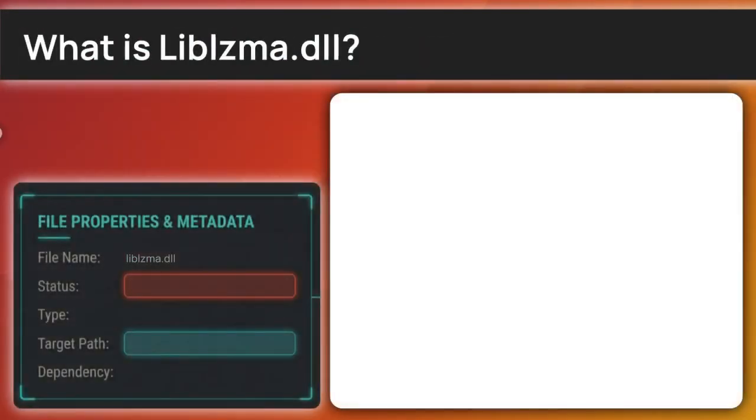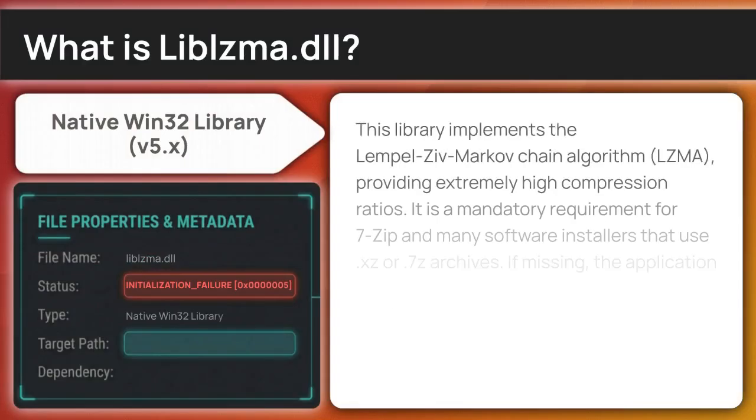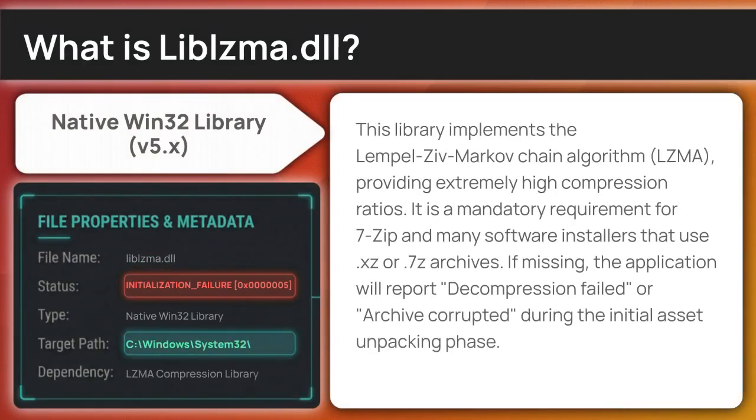This is the Liblzma Compression Library. This library implements the Lempel-Ziv-Markov chain algorithm, LZMA, providing extremely high compression ratios. It is a mandatory requirement for 7-zip and many software installers that use .exe or .7z storage archives. If missing, the application will report decompression failed or archive corrupted during the initial asset unpacking phase.